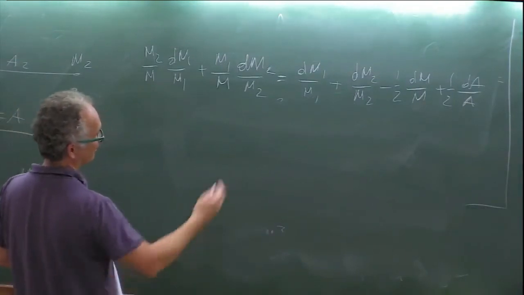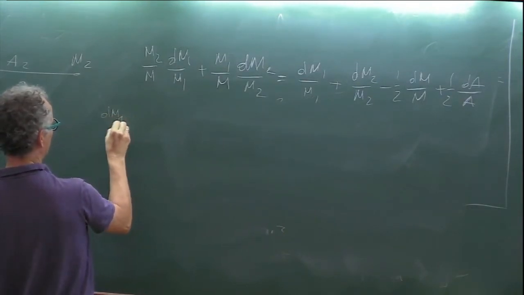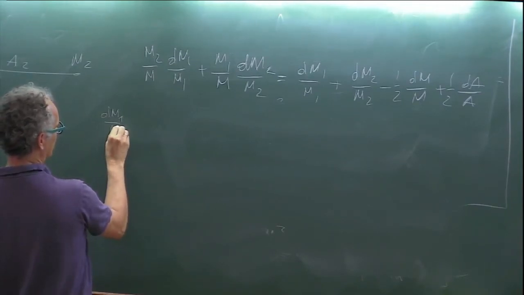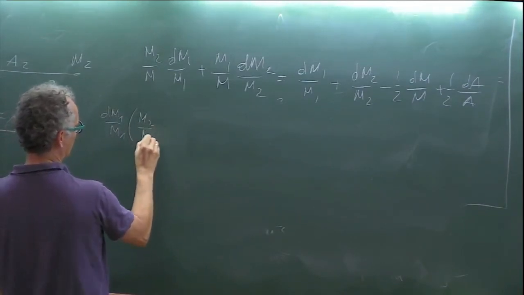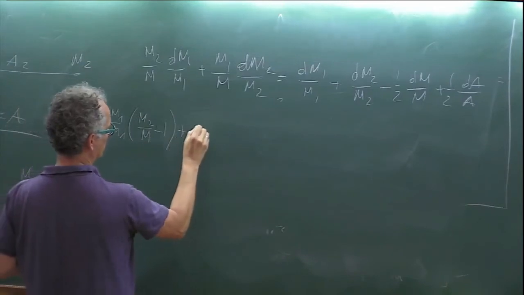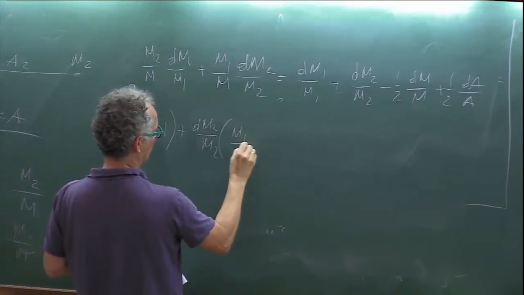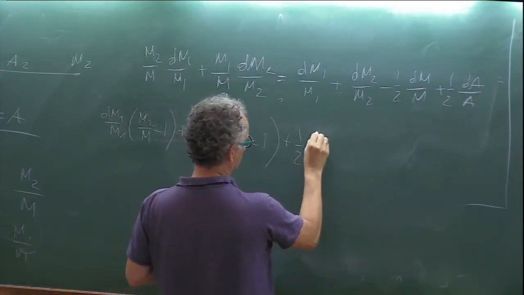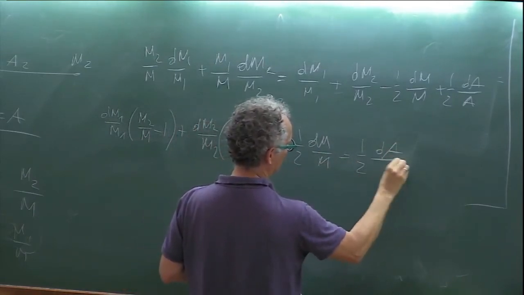Okay, so let me put things on this side. So we have dm1 over m1 times m2 over m minus 1 plus dm2 over m2 times m1 over m minus 1 plus 1/2 dm over m equals to 1/2 dA over A.